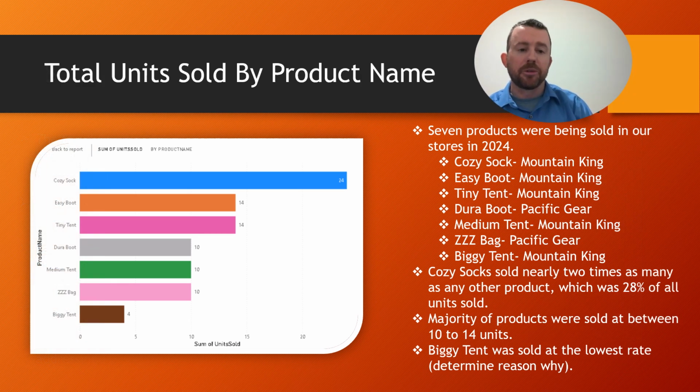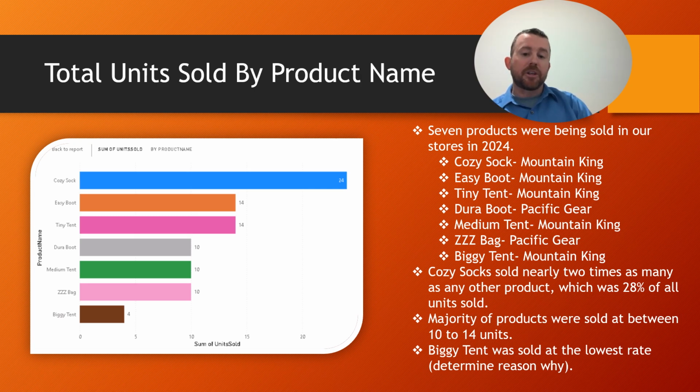Okay, so the total units sold by product name here. This goes over a little bit more breakdown, so you're going to see the information on the seven products: Cozy Socks, the Easy Boot, the Tiny Tent, the Dura Boot, the Medium Tent, the ZZZ Bag, or a sleeping bag, and the Biggie Tent. As you can see, five out of the seven products are Mountain King, and two are Pacific Gear. So the difference in the number of products by vendor may be a pretty big reason as to why there was such a big gap between the two.